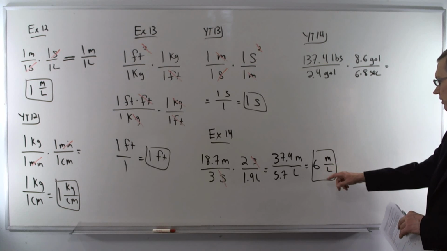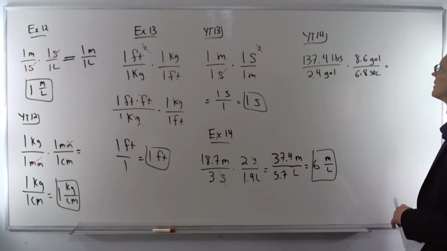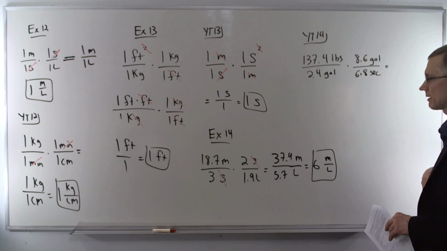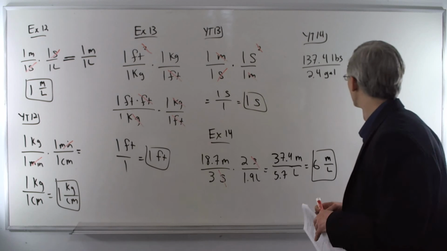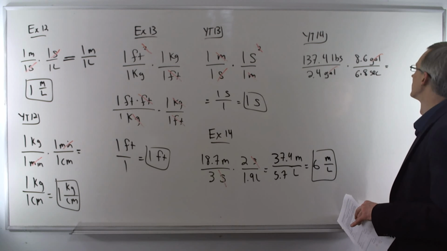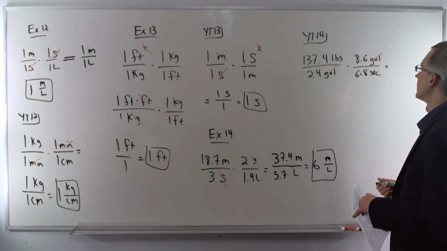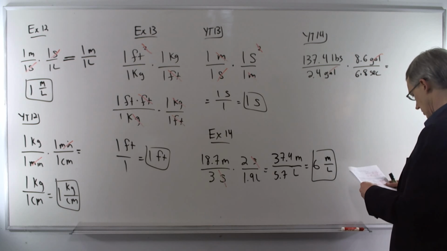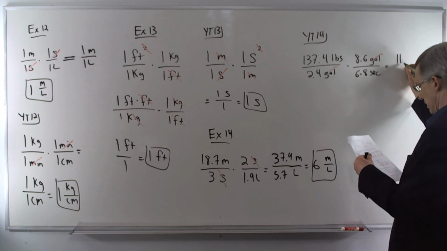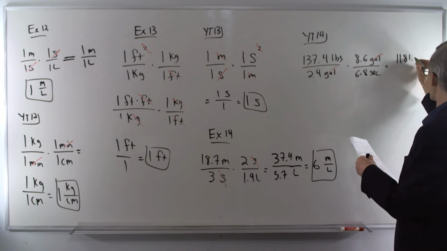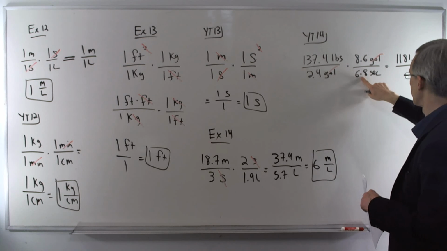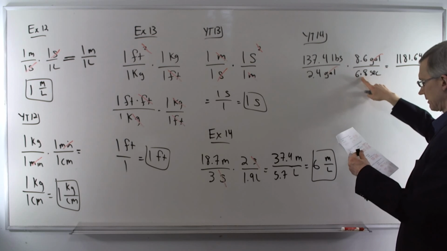Round this one to the nearest whole number. Usually we're going to round to the nearest 10th. All right, so for this one, let's see what we got here. We got gallons on top, gallons on the bottom. So those cancel. And now we're going to multiply straight across. Got 137.4 times 8.6. That gives us 1181.64 on top, then we're going to multiply by the bottom, 2.4 times 6.8. That gives us 16.32.